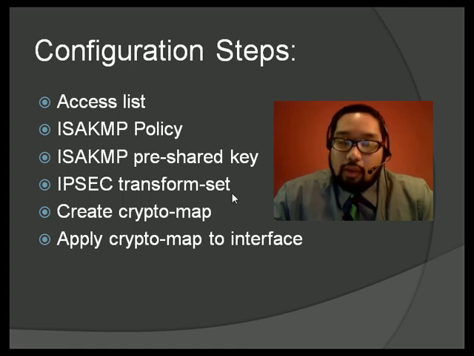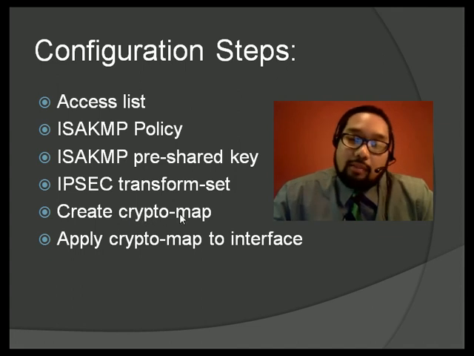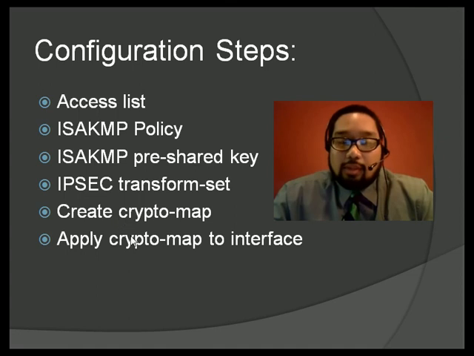and then we roll all those configurations up into what's called a crypto map. Remember, it's the access list rolled up into that, the transform set also, and the peer. And finally, that crypto map needs to be applied to an interface for it to work and start encrypting some traffic.